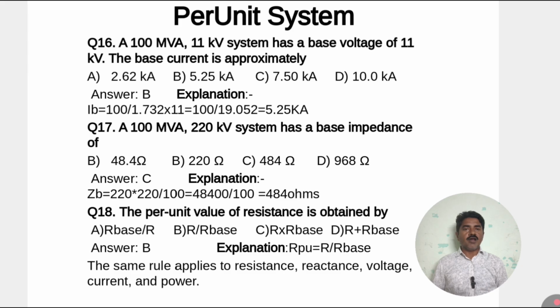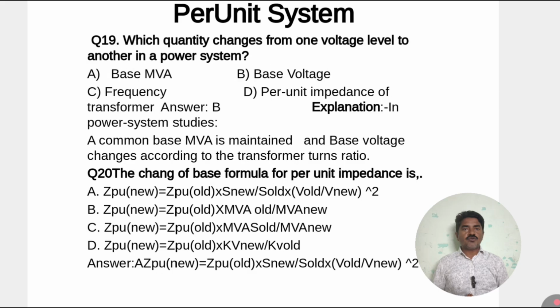18th one, the per unit value of a resistance is obtained from the R actual by R base. Here B is the answer. Which quantity changes from one voltage level to another in a power system? Here the base voltage changes. Here B is the answer.